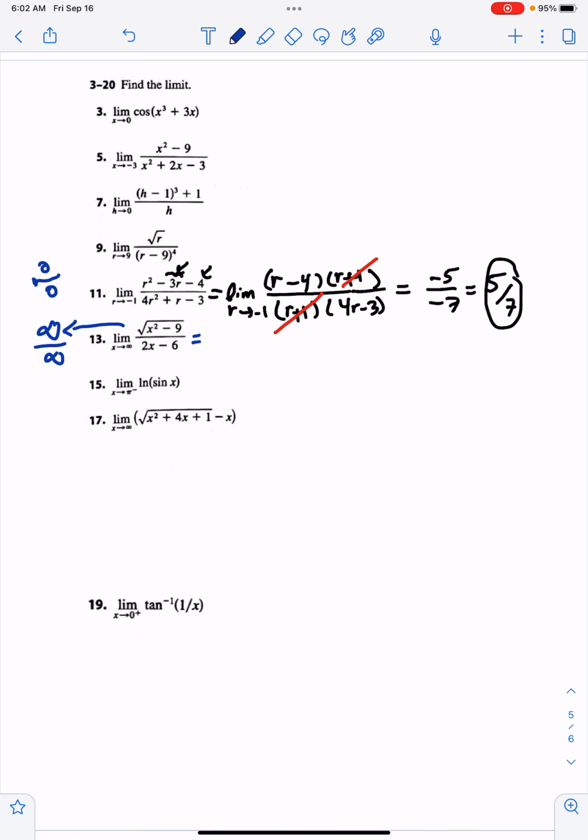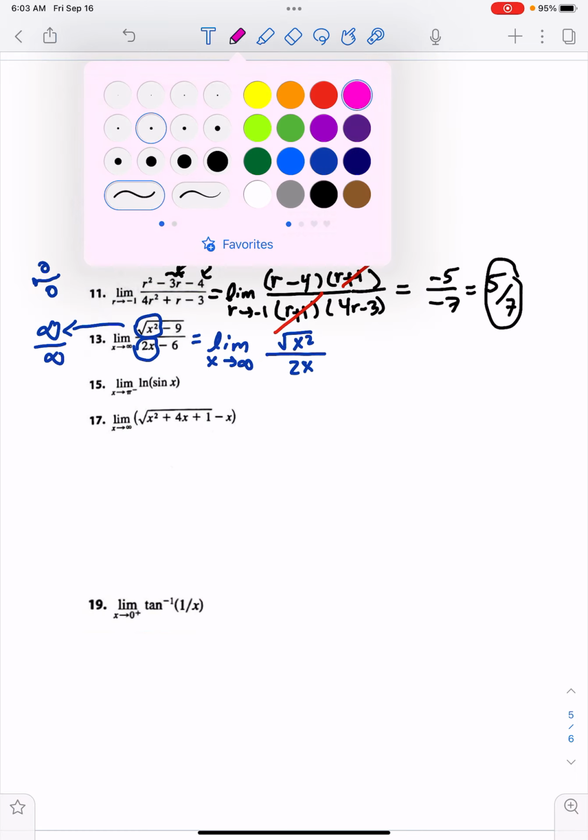So in order to simplify limits as x goes to infinity, there are multiple ways of thinking about it, but one is when you have power functions like x squared, 2x, x cubed, use the leading term of the top over the leading term of the bottom. So the leading term of the top is radical x squared. The leading term of the bottom is 2x. So radical x squared over 2x.